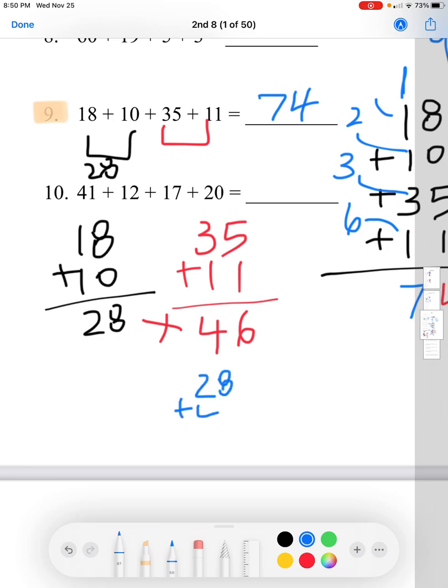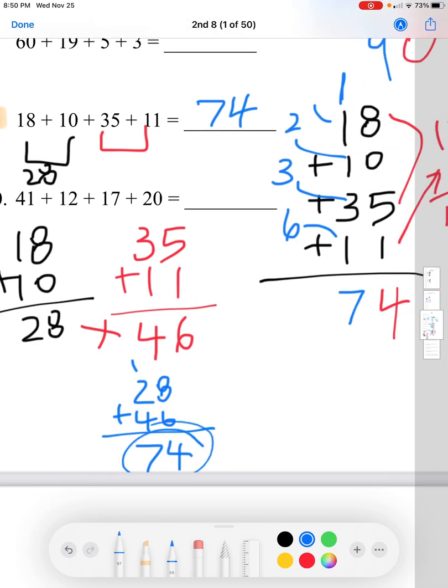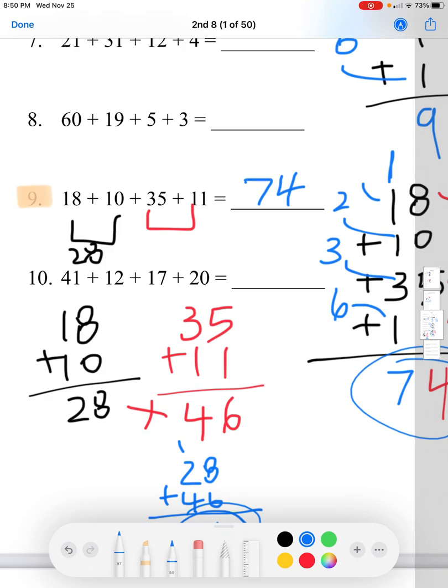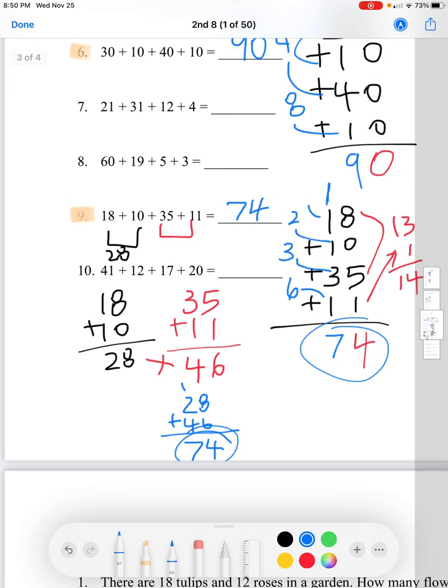28 plus 46. 8 plus 6 equals 14, 1 up here. 1 plus 2 equals 3. And 3 plus 4 equals 7. And see, you get the same number. You get 74. 74, it doesn't matter which way you do it. You're still going to get the same answer.